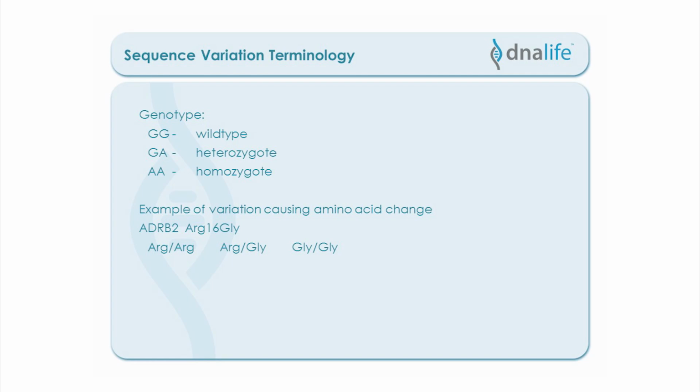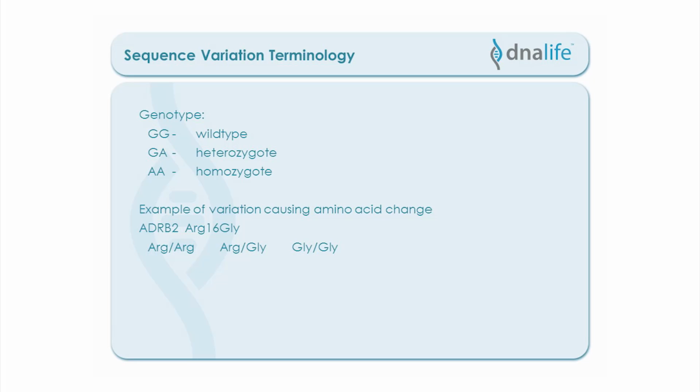Now, just to reinforce the terminology, the GG would be termed the wild type. GA, where you have one copy of each of the nucleotides, would be called the heterozygote. And AA, where you've inherited both copies of the variant, would be called a homozygote. These can be written for either the amino acid or the nucleotide.